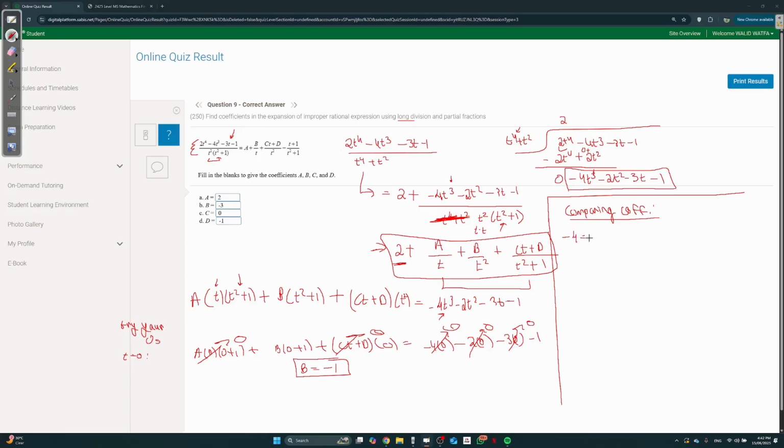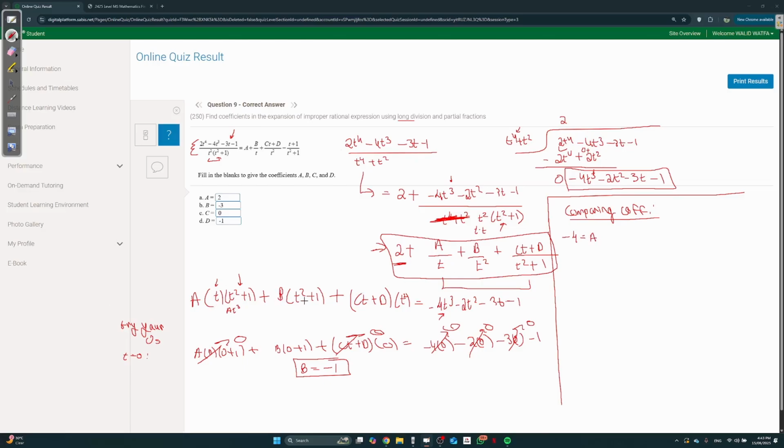So let's see, minus 4 is equal to what? Minus 4 is the coefficient of t cubed. You want to see here, what is the coefficient of t cubed here? Take a look, t squared plus 1. Can I get the t cubed here? Yes, I can. When I expand this, I'm going to get that the coefficient of t cubed here is a, right? It's a t cubed. So a is the first coefficient of t cubed.